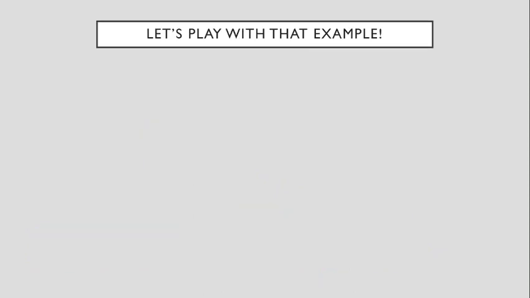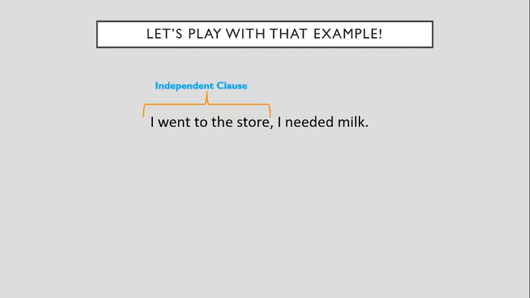I want to play now with our example. I'm just going to tweak it a tiny bit. Here's our new example. I went to the store, comma, I needed milk. As with the previous example, we have two main clauses or sections. The first clause is I went to the store. This is unchanged, so it is an independent clause. If someone said to you, I went to the store, you are fine.